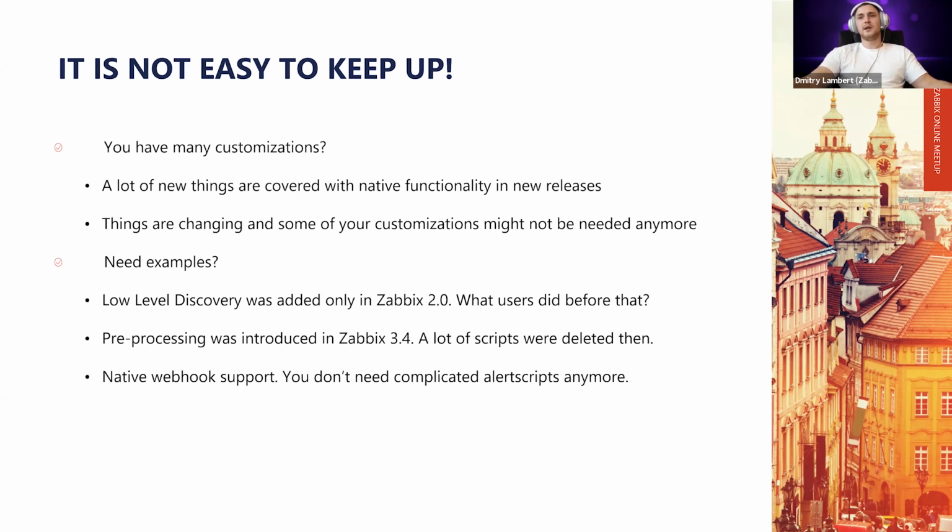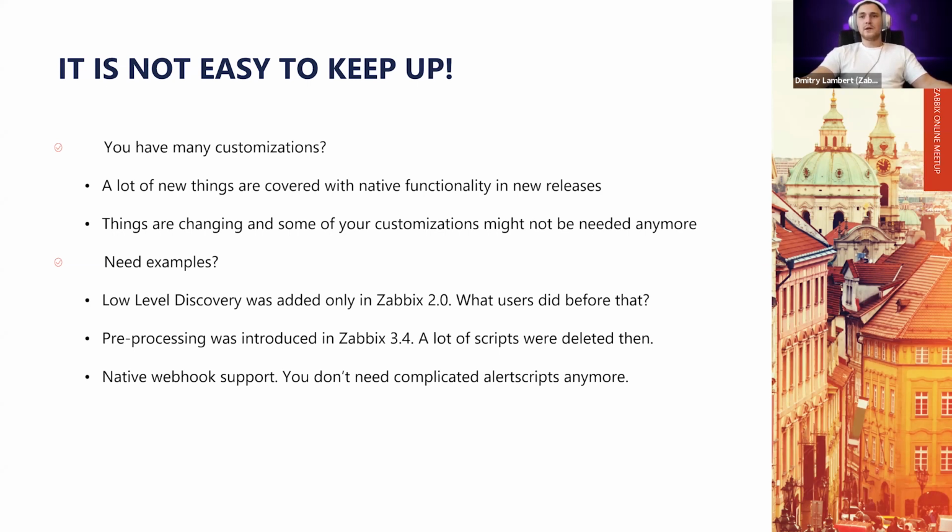So everything became native. Right now, if you need to do some customization and processing of the data, you just create an item, add multiple pre-processing steps, process the XML with XPath or JSON with JSONPath, add a regular expression pre-processing or some JavaScript, again, to aggregate or process the data, and that's it. You get the desired result inside Zabbix without any third-party tools or scripts.